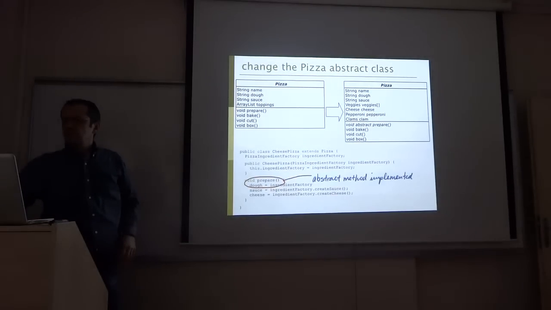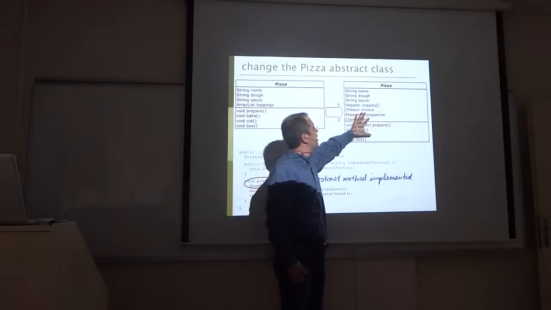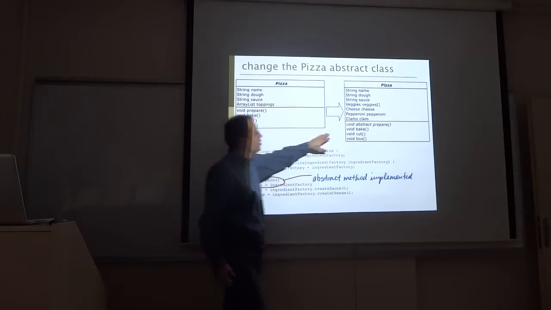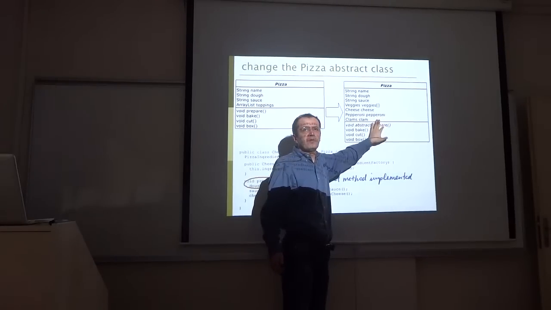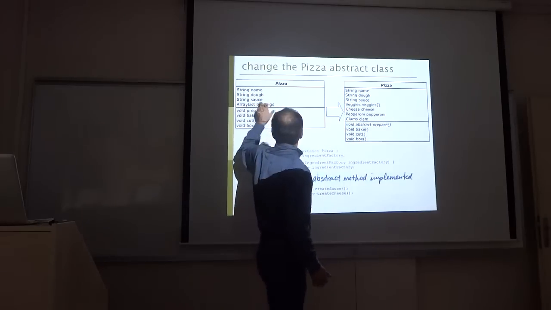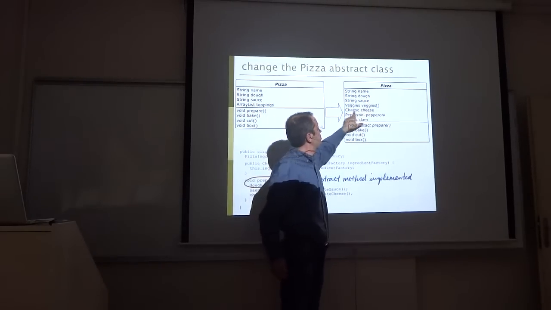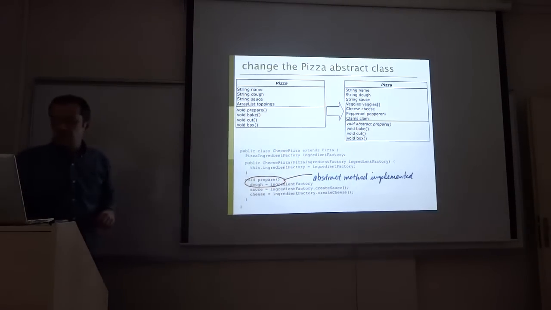I want to move to, so okay, this is what I had in the beginning, and this is what I'm now having. I changed it a little bit. I changed this to abstract because preparation is different from one factory to the other. And I added more details, like instead of toppings, I said vegetables, cheese, pepperoni, and clams. It became more specialized.